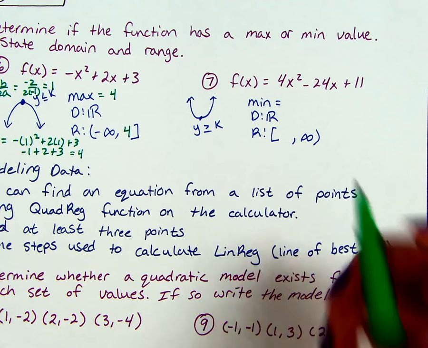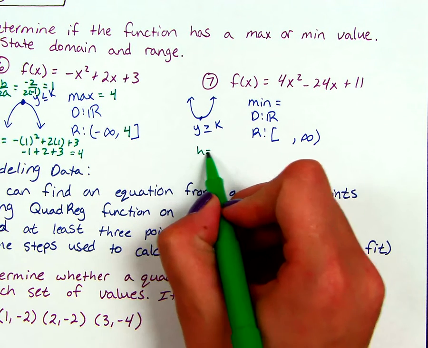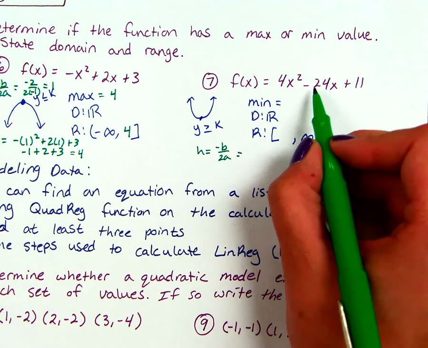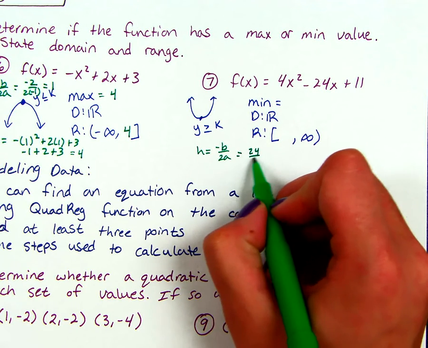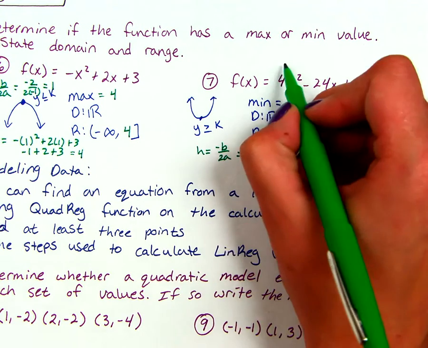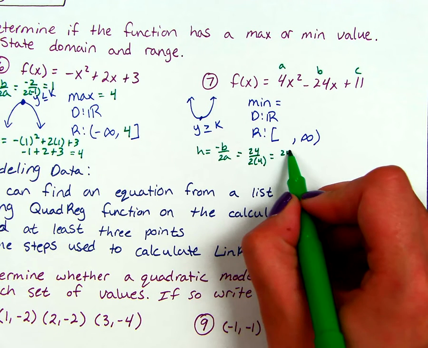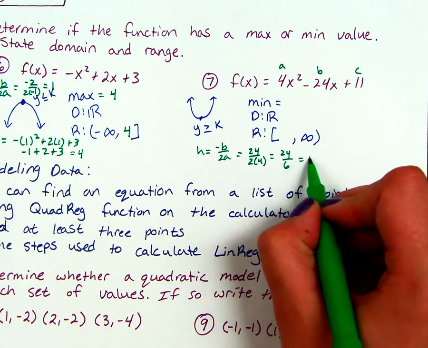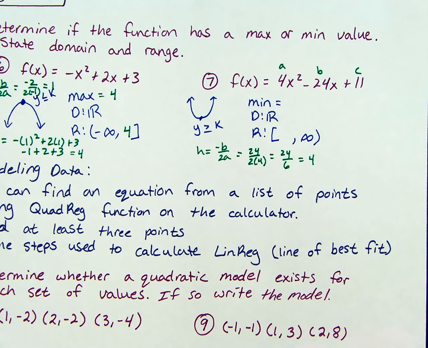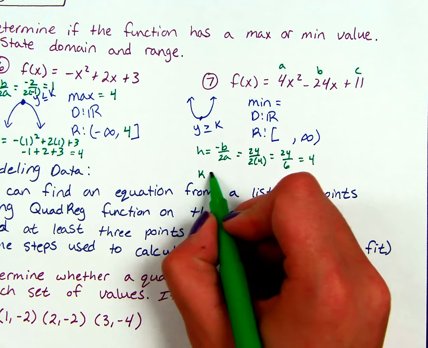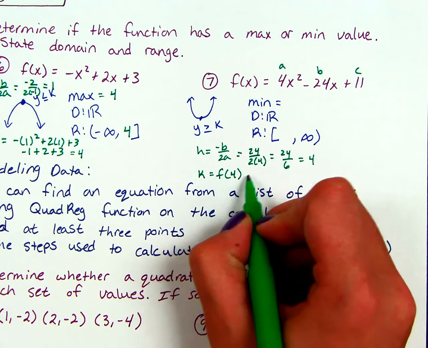So again, to find the vertex, we are using h equals negative b over 2 times a. So we'll have a positive 24 divided by 2 times 4. So again, this is a, b, c. So 24 divided by 8 will be 3. And then to find the k value, we're evaluating at that h value. So we're doing f of h.